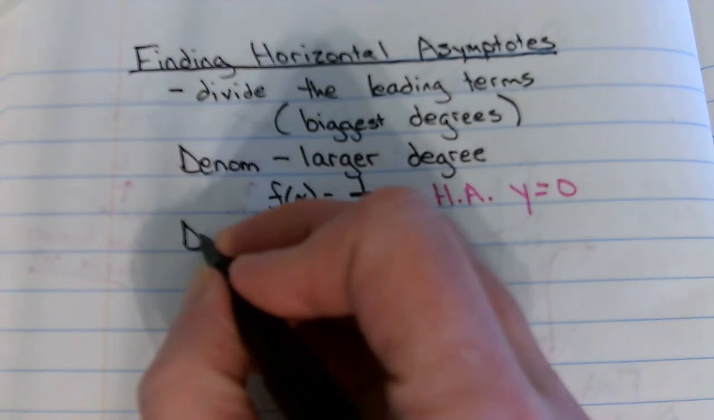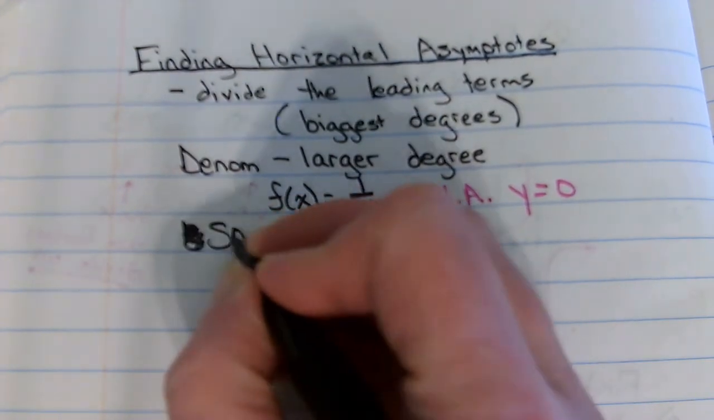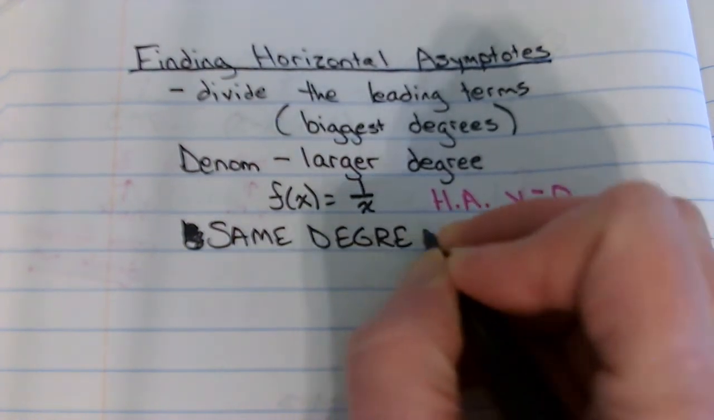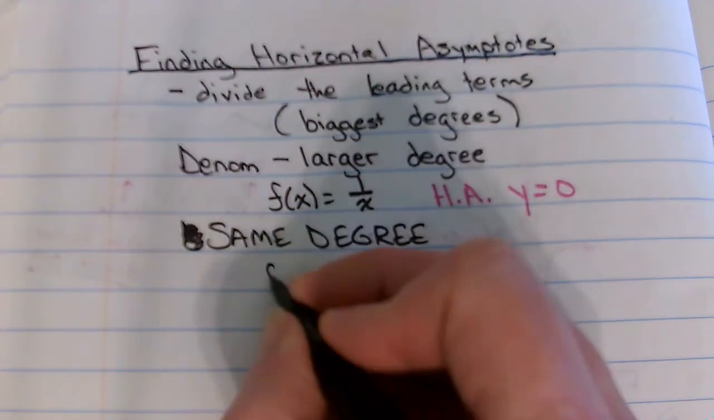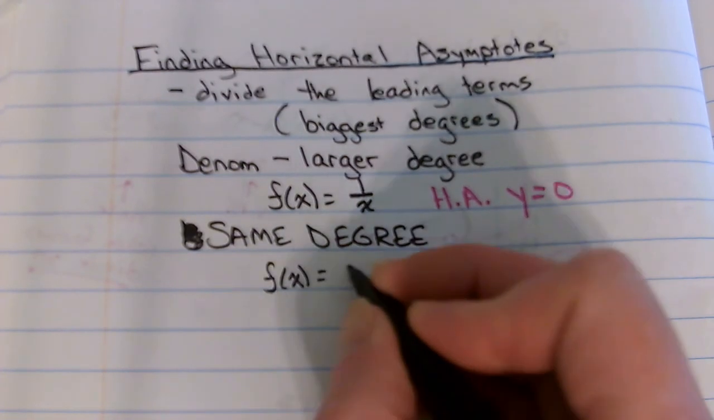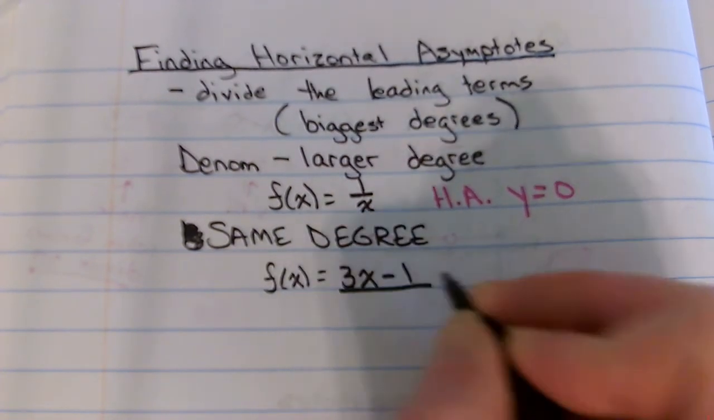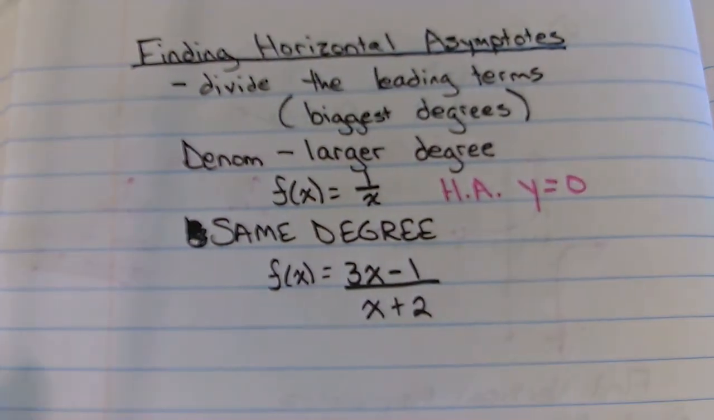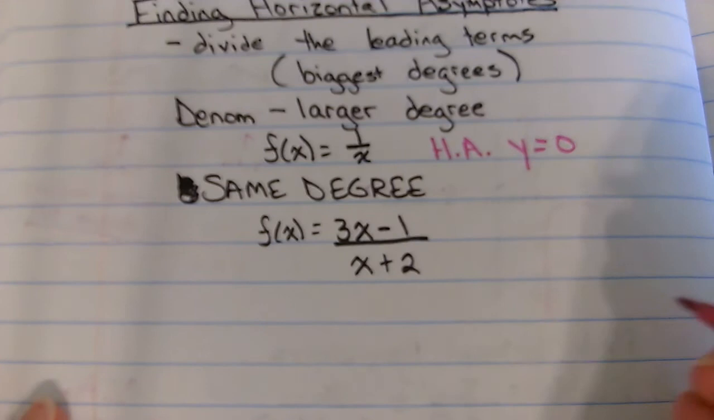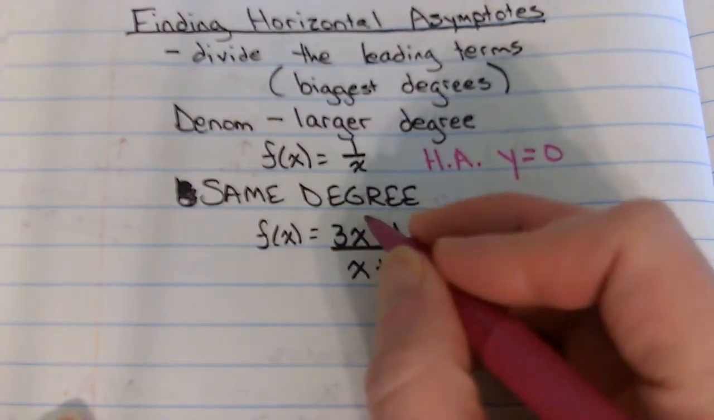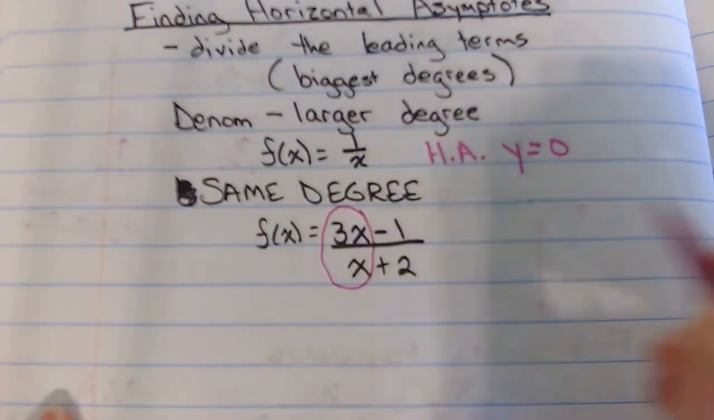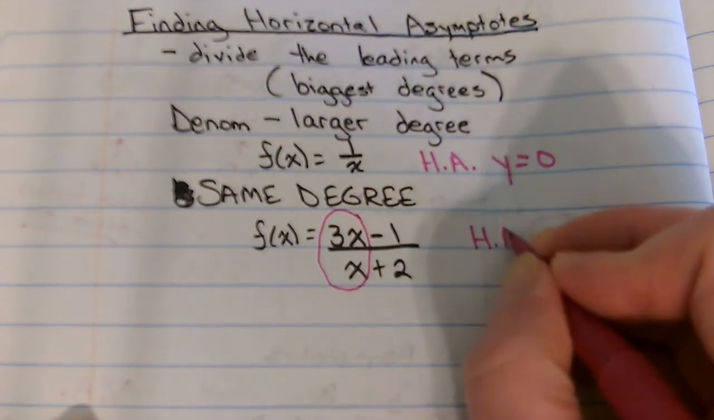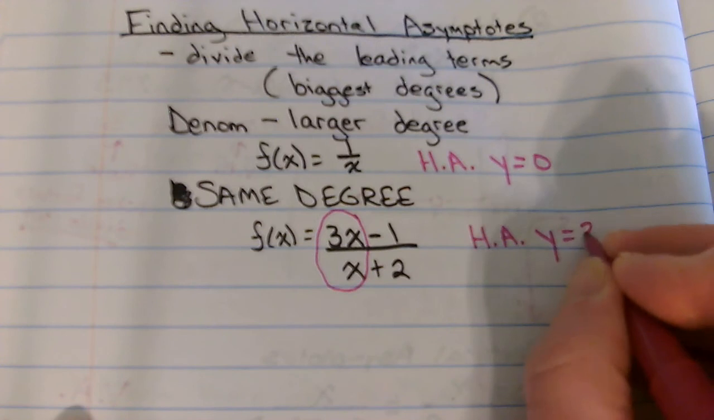Let's see what happens if they have the same degree. So my example for that is going to be 3x minus 1 over x plus 2. So I'm looking at the terms that have the largest degree out of the numerator and denominator. That's going to be 3x and x. What happens if I divide 3x by x? I just get 3.